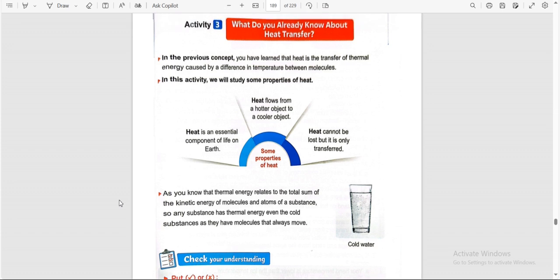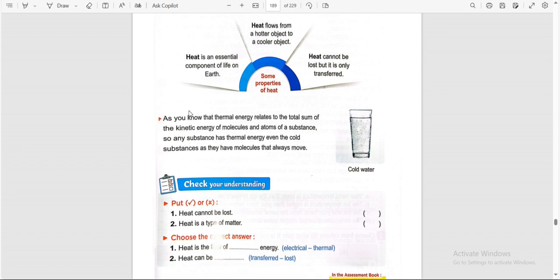Let's talk more about the properties of heat. First, it's essential for life on Earth. Second, heat flows from a hotter object to a colder or cooler object, only from the hot to the cold. Finally, for now, heat can't be lost, but it's only transferred. So when something becomes cold, this doesn't mean that the heat disappears. No, heat transfers from one place to another. So that's how it can get cold.